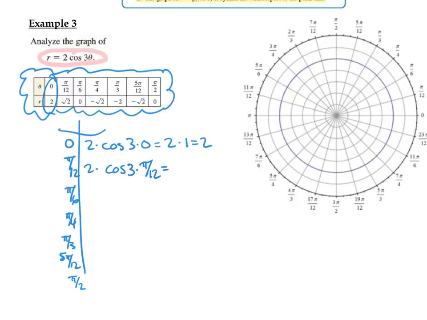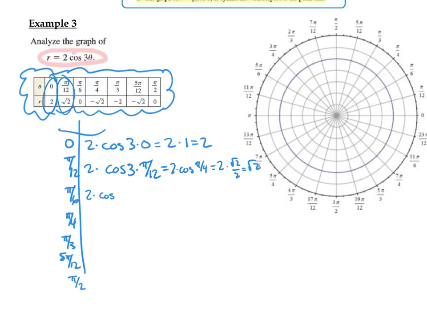3 times pi over 12 is really pi over 4, and I'll take an extra step. Cosine of 3 pi over 12, which simplifies to pi over 4. I do know cosine of pi over 4 is root 2 over 2. So 2 times root 2 over 2 is just root 2. Did I lie to you? Nope. That goes there. And let's try one more, pi over 6.